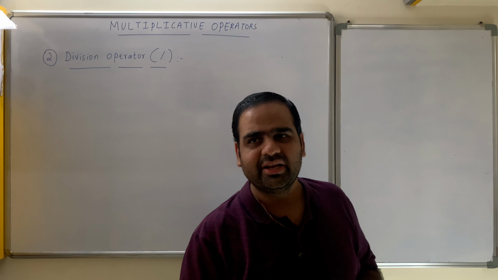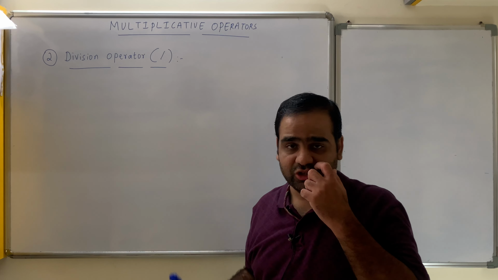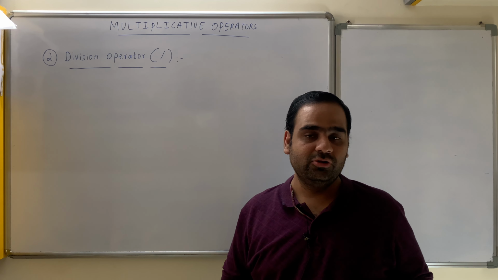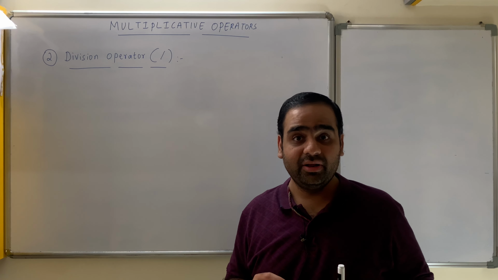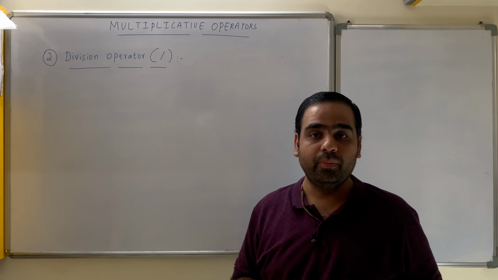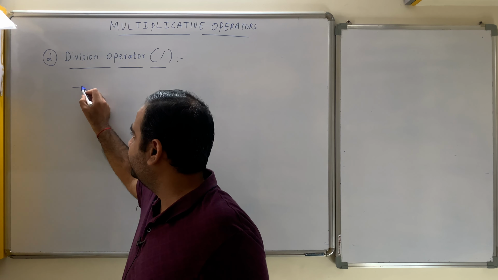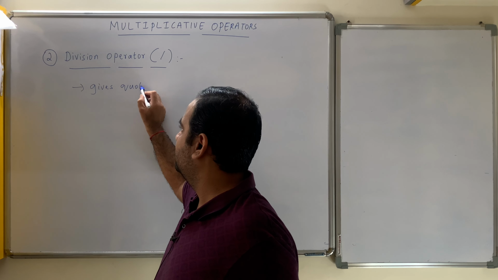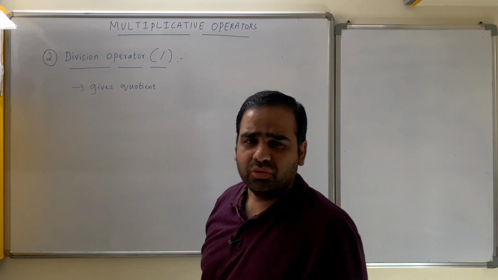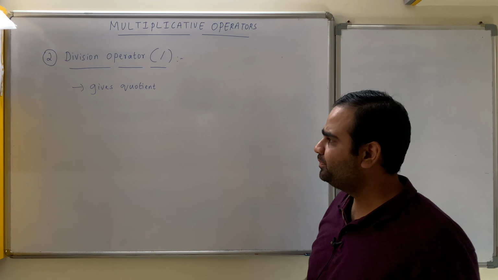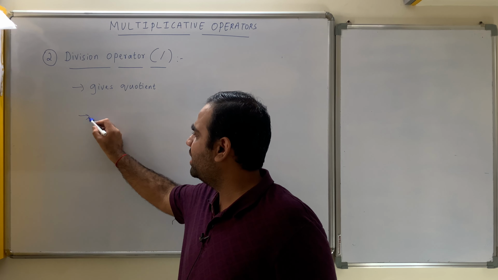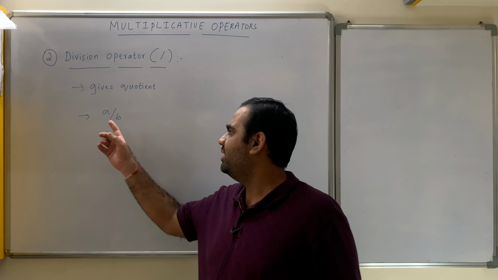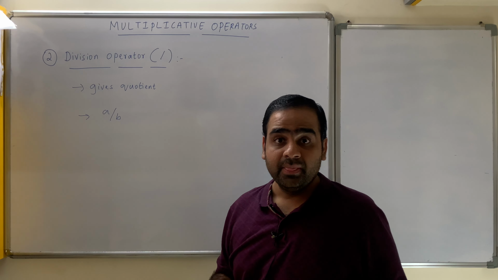Let us discuss the next operator, that is the division operator. Now this division operator gives the quotient. The modulo operator gave the remainder, but the division operator gives the quotient. Now this is also a binary operator, and how do we write it? We write it as a divided by b. That means you get the quotient when the number a is divided by the number b.